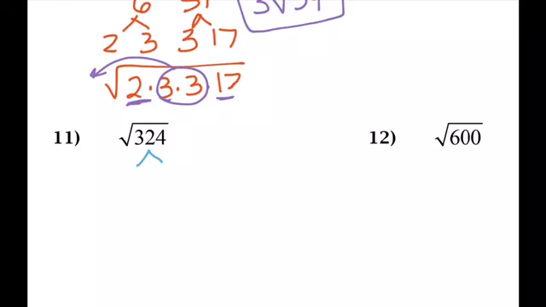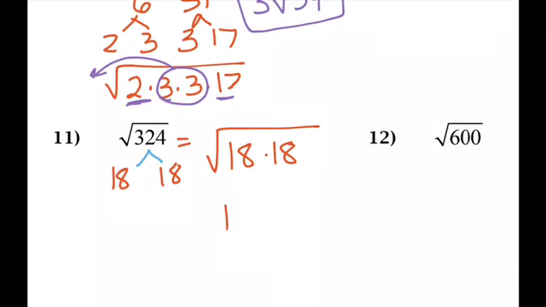324, you might have recognized that as a square number. Maybe you didn't, but it's 18 times 18. And so one thing you could do if you knew your square numbers, you could just say, oh, well, that's the square root of 18 times 18, so the answer is just 18, because 324 was a perfectly square number. Now what if you didn't know that?